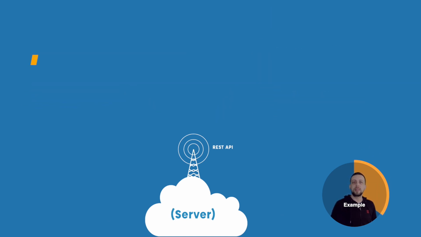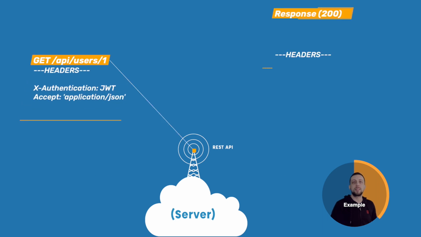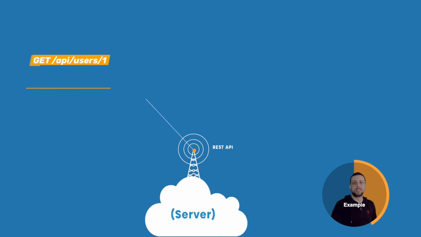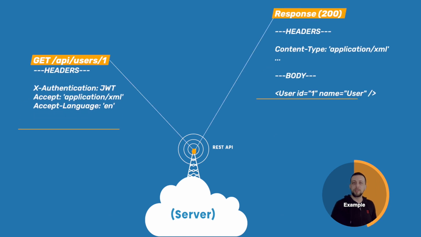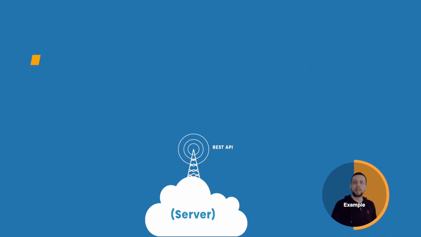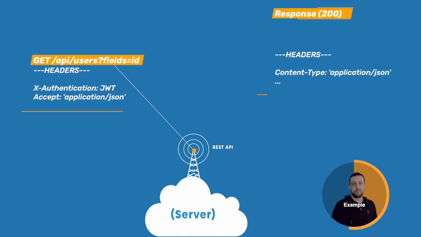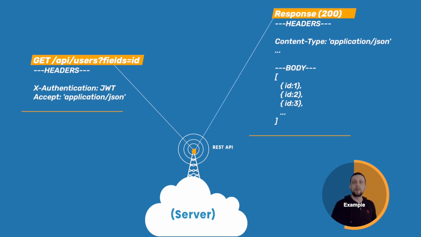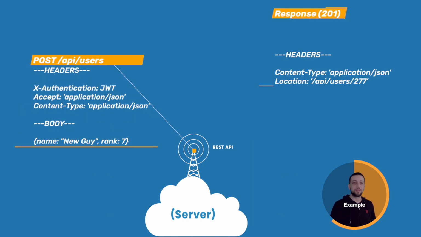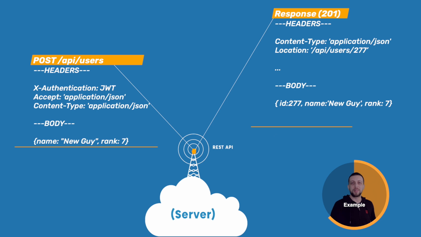We can identify a specific resource by using its unique identifier. As the server allows us to negotiate our content, we can ask for a different representation of the resource via metadata, transmitted in the form of HTTP headers. Also, if we just need some specific properties of the resource, we can let the server know this by using the fields query param.